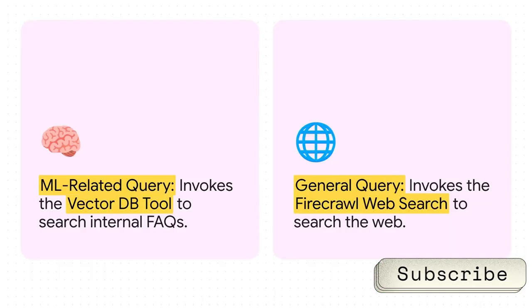And look at that. It works. It absolutely nails it. When we ask it a specific, technical ML question, it correctly calls the vector DB tool and searches through our internal FAQs. Perfect. But then when we ask it a general knowledge question, something totally random, it instantly recognizes that the answer isn't in its little specialized database and, without missing a beat, switches over to the Firecrawl tool to search the entire web. That's the intelligence we were talking about.